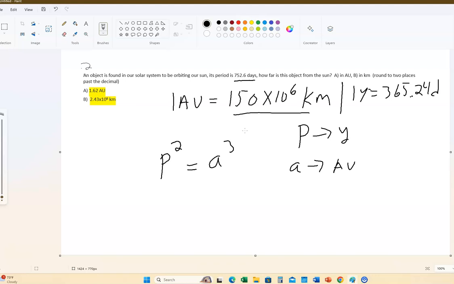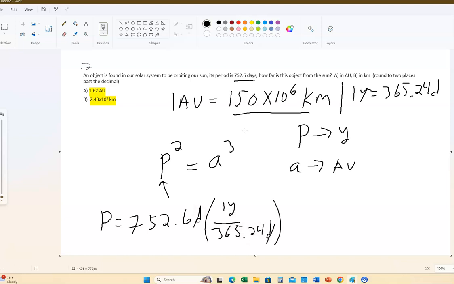Now we're in a position to do a conversion. Once we convert the period into years, we can plug it into this equation and figure out the distance in astronomical units. The period is given to us as 752.6 days. In 1 year there are 365.24 days, so the days will cancel. All I have to do is multiply those two numbers. I'm going to do that right now.